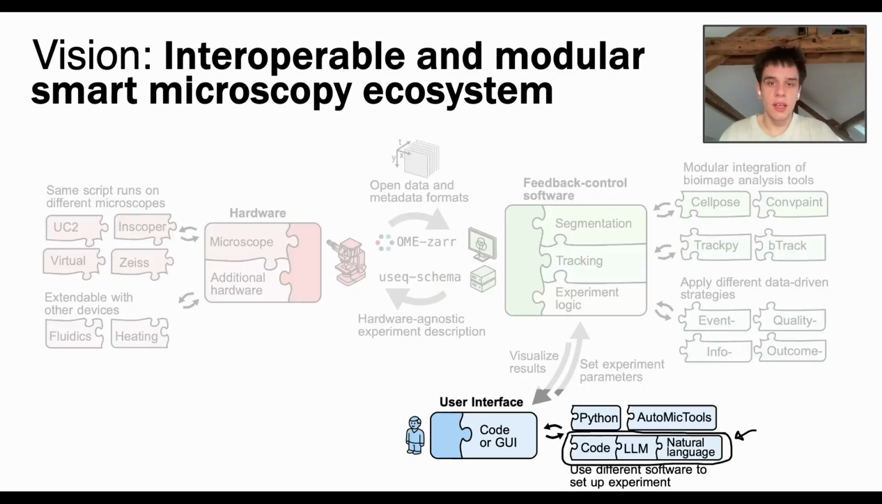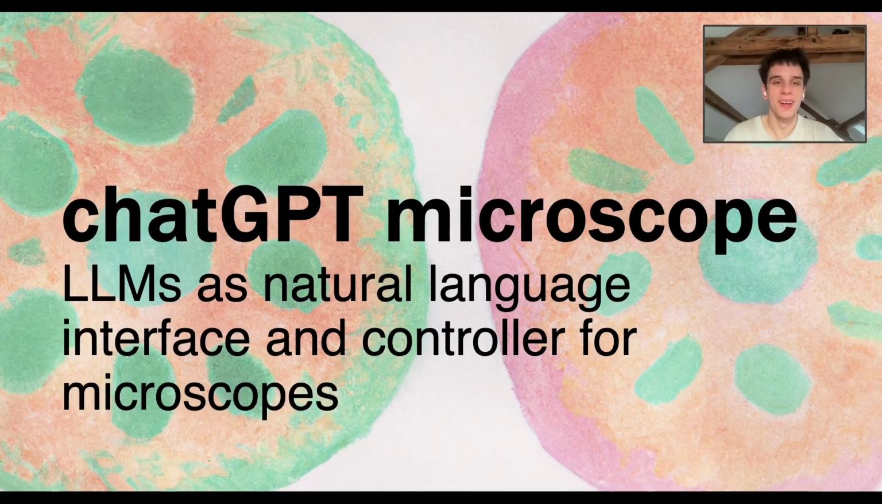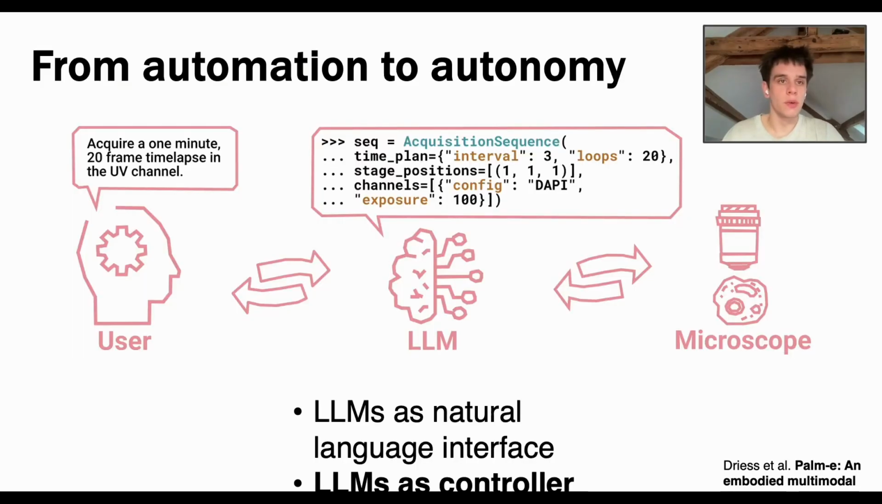As I said, one of the last parts that I want to talk about is this natural language interface. With LLMs, we can just talk to the microscope and tell it what to do, and then the LLM translates this into specific code snippets that can be executed on the microscope. This project in the lab, we call it the ChatGPT microscope, which would allow you to talk in natural language to your microscope, and it runs your experiment. So you could say, for example, you want to acquire a 1-minute 20-frame time-lapse in the UV channel, and then the LLM translates this into the specific API call.